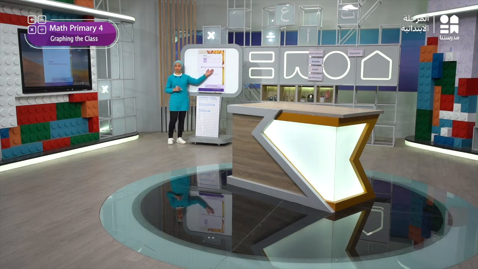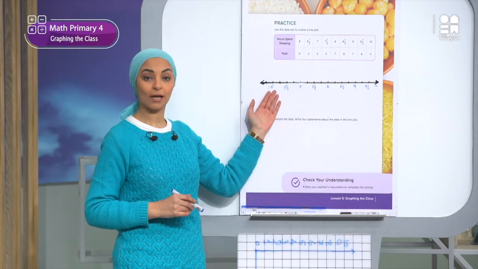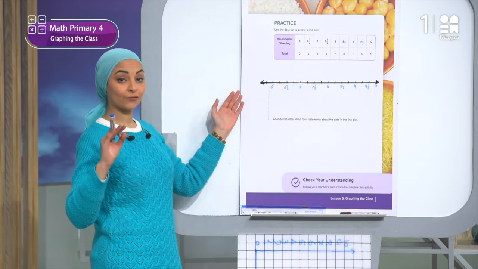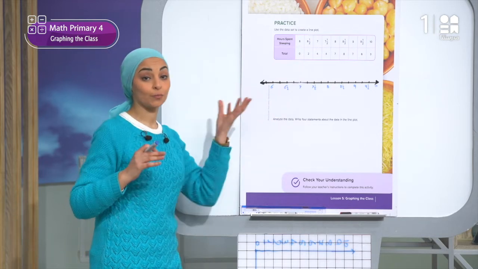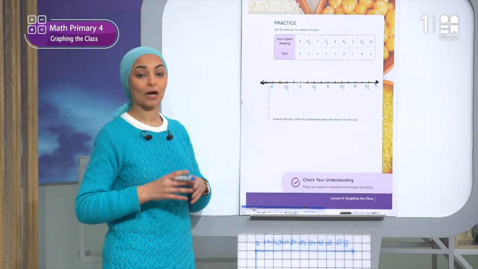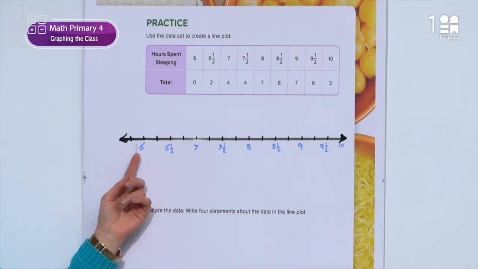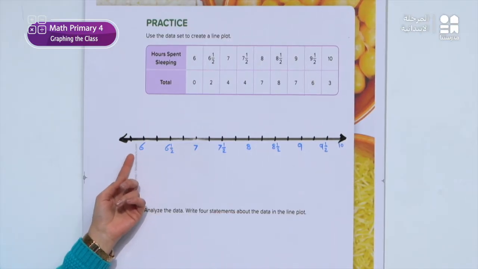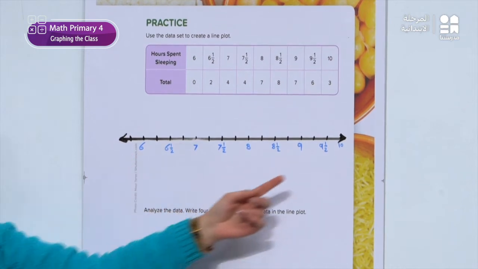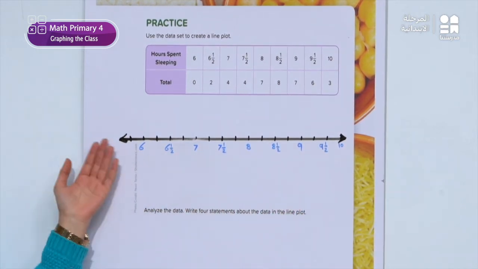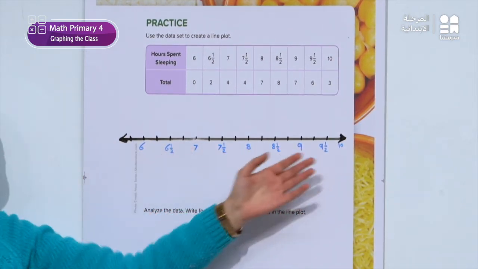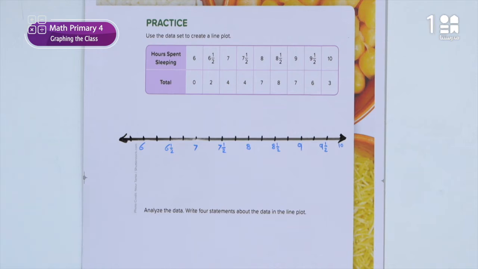Like you see here, I already drew the number line and I identify where the number line should begin and end. In our problem, we will begin with number 6 as you see here. Draw it with me, and the end of the last number will be 10. Why? Because 6 is the smaller number and 10 is the greatest number.